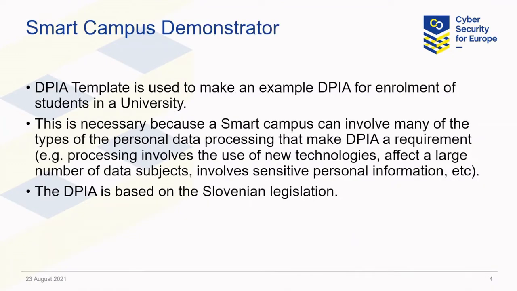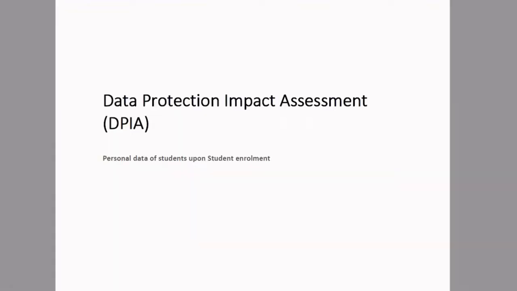For the purpose of the Smart Campus demonstrator, we have used the DPIA template to create an example data protection impact assessment for enrollment of students in a university. This is the document demonstrating an example of a data protection impact assessment created using the described DPIA template for the application of students' personal data processing upon and after their enrollment at a university.